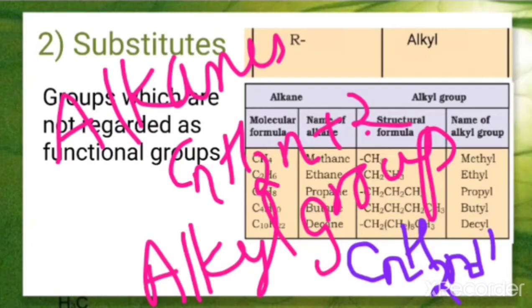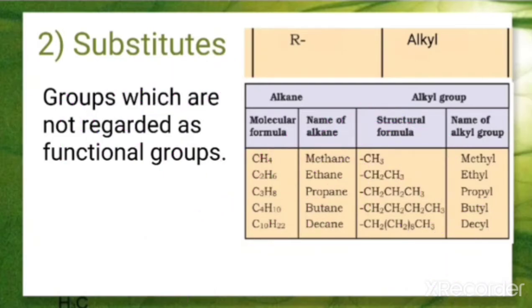What is the relation between alkane and alkyl? Alkanes have a certain number of hydrogens, and when you remove one hydrogen and keep a dash here, that shows it is an alkyl group. As I told you, for alkanes the general formula is CnH2n+2, but for the alkyl group it is CnH2n+1. And it is very important to write the dash, because the dash shows that it is a group connected to an organic compound.